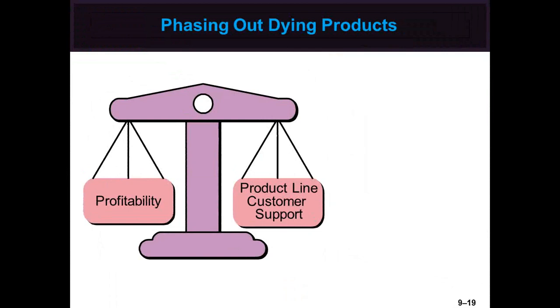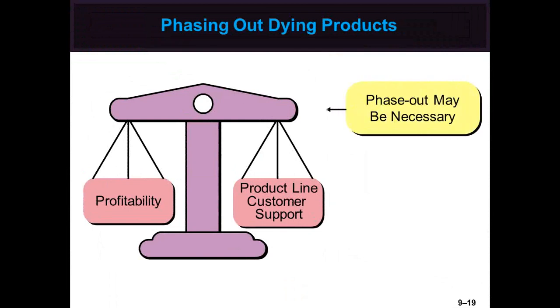At some point, it may become necessary to discontinue the product. This decision must weigh profitability against product line considerations and customer support obligations. In sales decline, if it is determined that the product will not contribute to the achievement of the organization's objectives in the future, a phase-out strategy may be necessary.